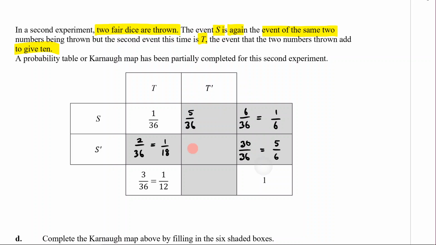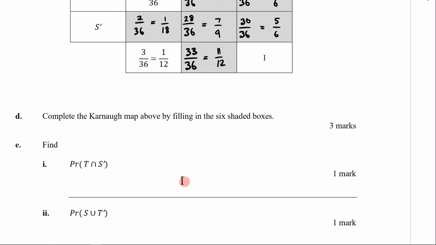Then I could come here and I could say if this is 2 on 36 and this is 30 on 36, this is going to be 28 on 36, and that's going to be 7 on 9. And now I could come here and I could say if I have 5 and 28, if I add those together, I'll get 33 on 36, and that means that that can simplify down into 11 on 12. Perfect, and that's everything done there. So we've completed the Karnaugh map.